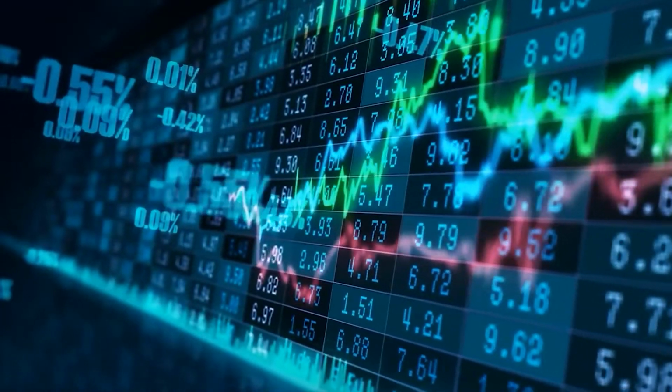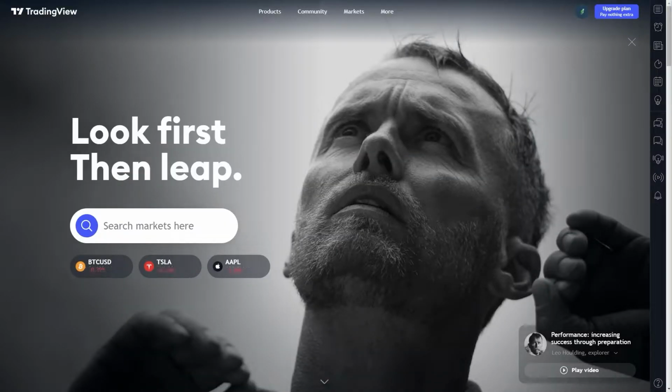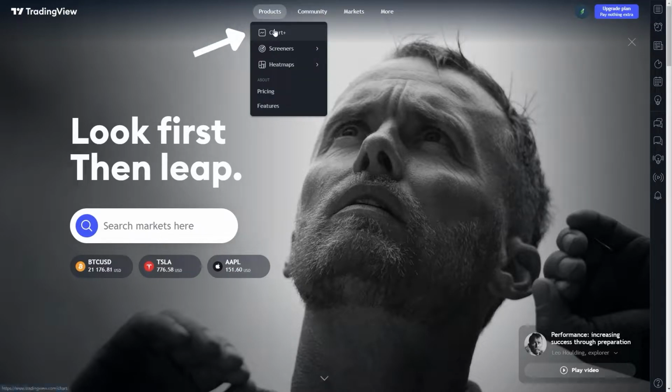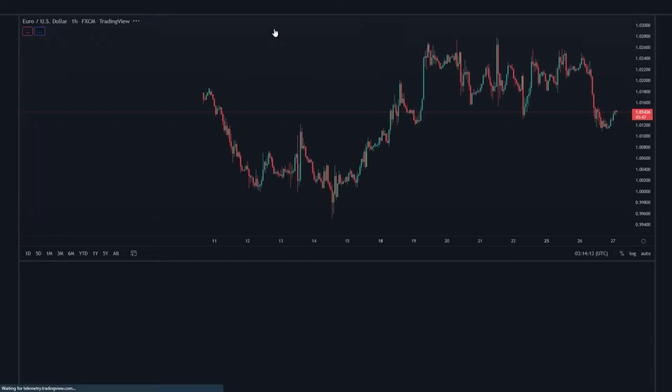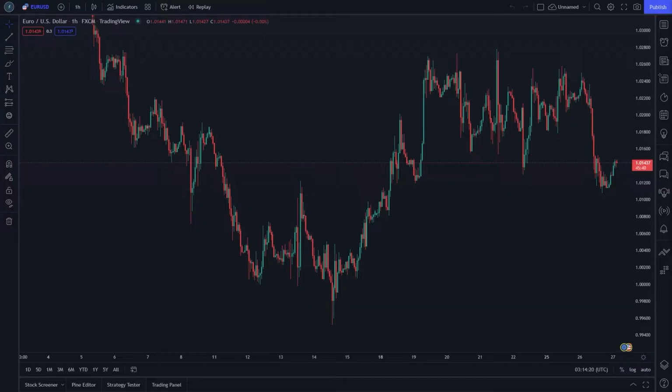First, let's install this indicator. How to install the indicator? We are using TradingView to use this indicator. You can click the link in the description below and sign up for a free TradingView account. Now, go to product and you will see the market chart, click on it. Choose a currency pair and set the time frame to 5 minutes.